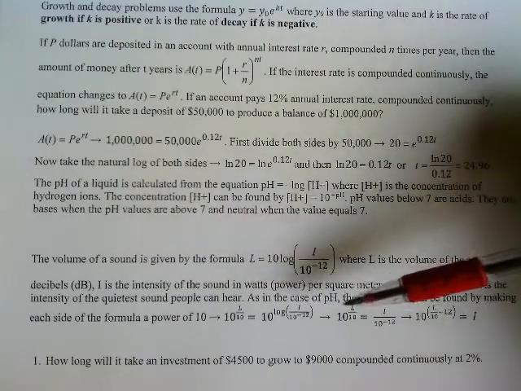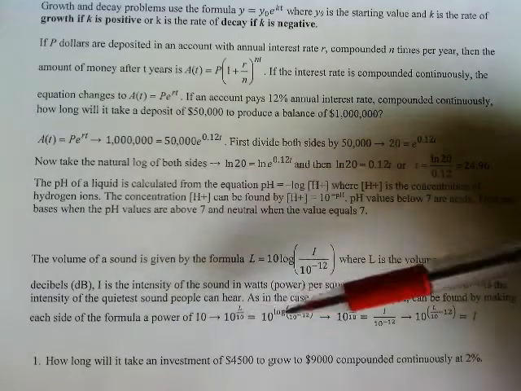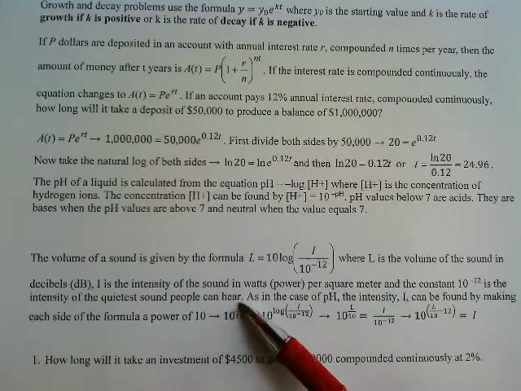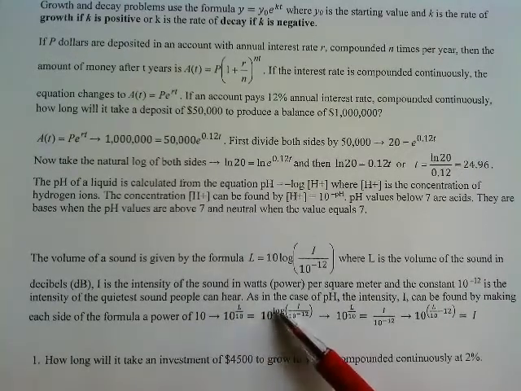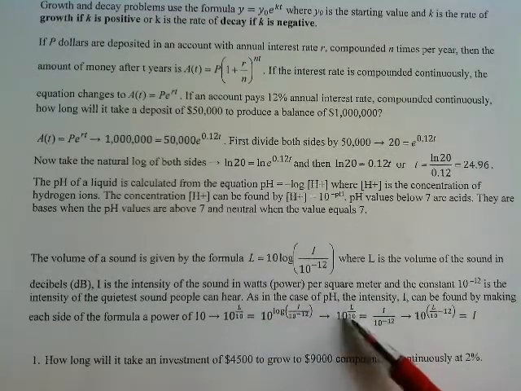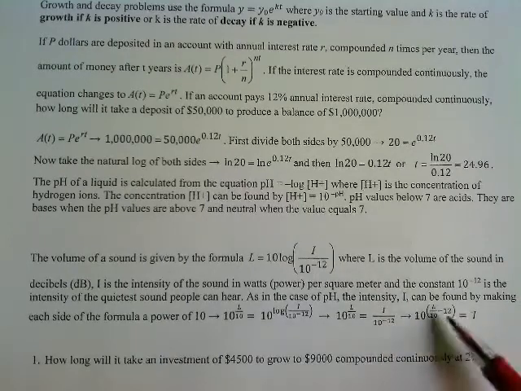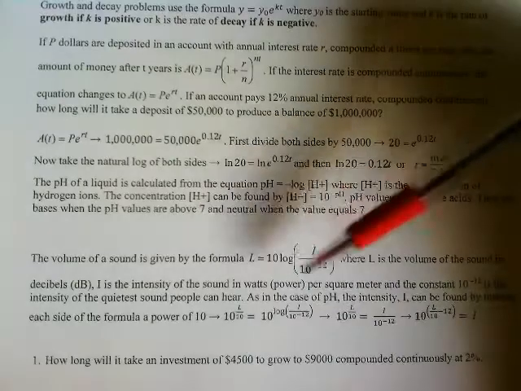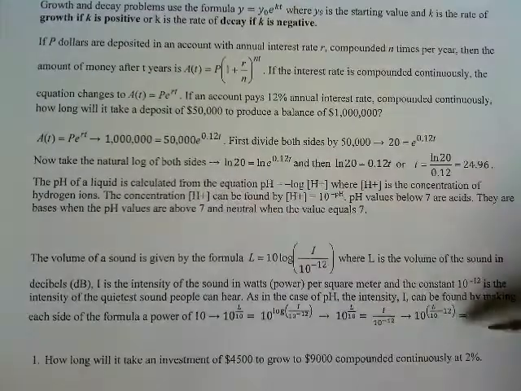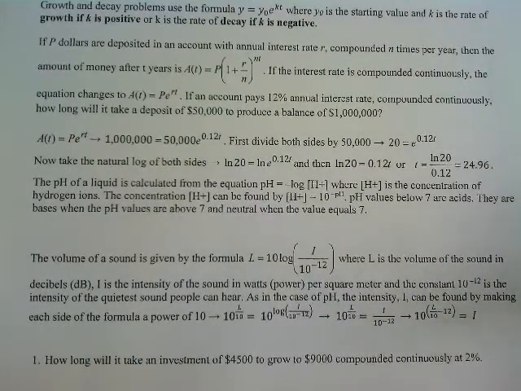As in the case of pH, the intensity I can be found by making each side the power of 10. So first we divide by the 10, and then we have 10 raised to the L over 10. Over here, 10 to the log. These, again, are inverses, and so we end up with 10 to the L over 10 equals I over 10 to the negative 12, and then we can solve for I. So over here, given the I, we can find what the volume is in decibels, and over here, given the decibels, we can find out what the intensity is of the sound.